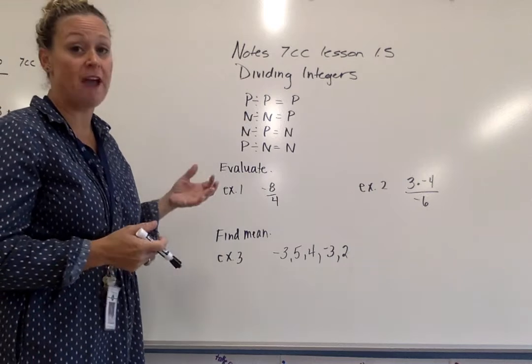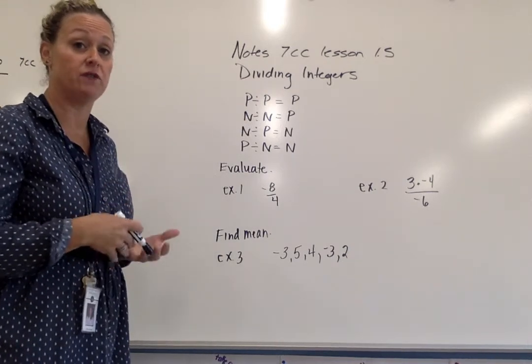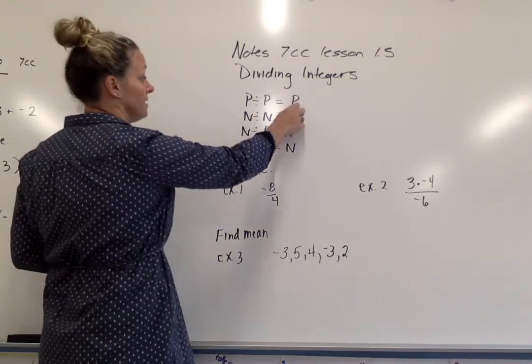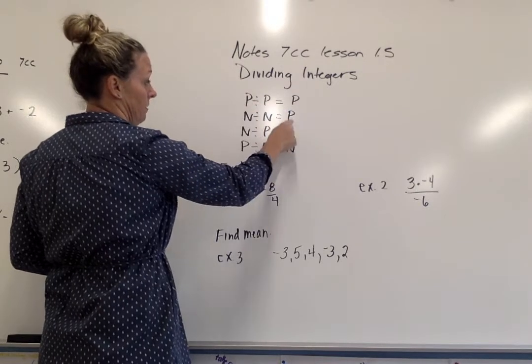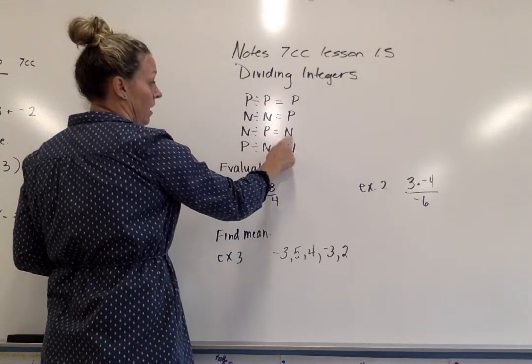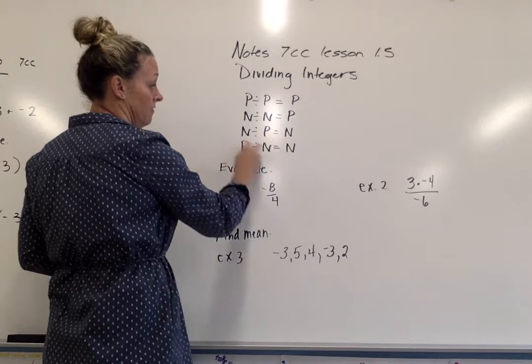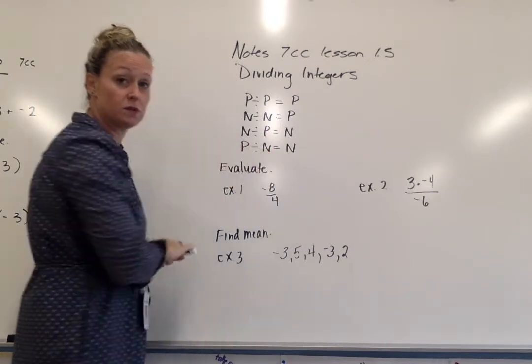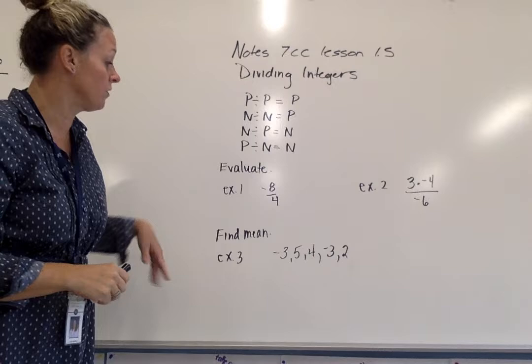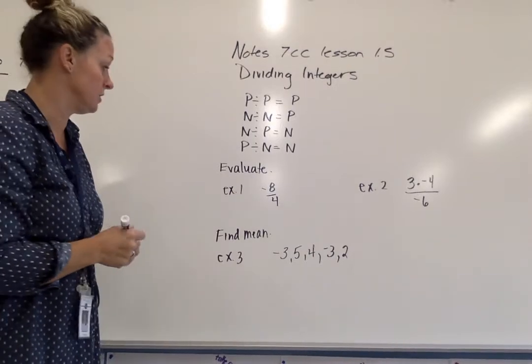Because when we talk about our fact families, the opposite operation of division is multiplication. So we can say a positive times a positive is a positive, a positive times a negative is a negative, a negative times a positive is a negative, and when you're multiplying two negatives, it equals a positive. So we're going to use that in order to evaluate some expressions.